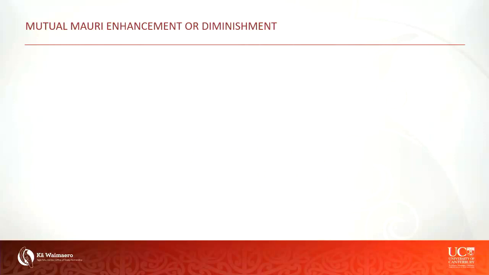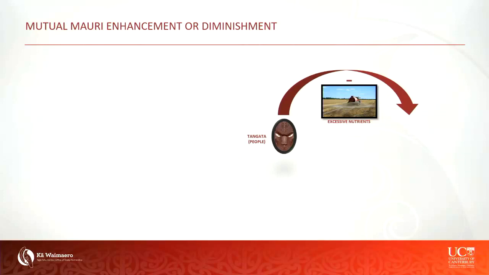Just to give you an idea what mauri is, here we have tangata, people, and here we have a case of excessive nutrients being put on the ground. Let's say it might be currently the Canterbury Plains. And what we have then is our environment is diminished. In this case, it's a stream, and in that stream we've got algae growing. And so what we say is that the life-supporting capacity, the capacity of that water to hold, create and generate life, is diminished.